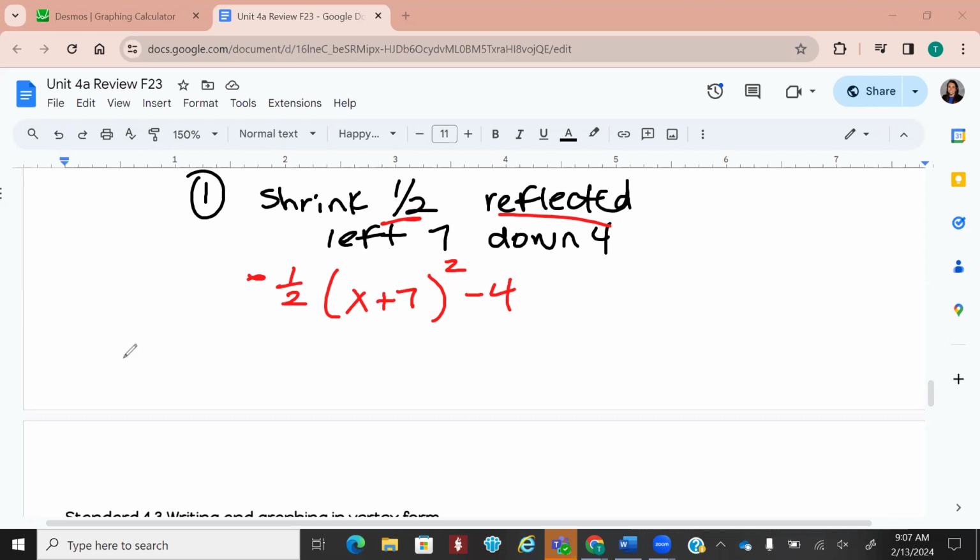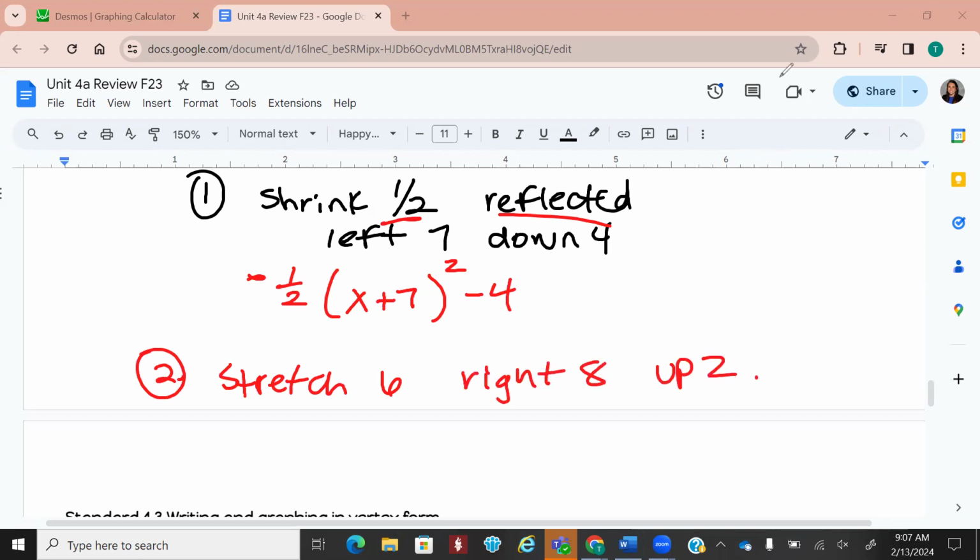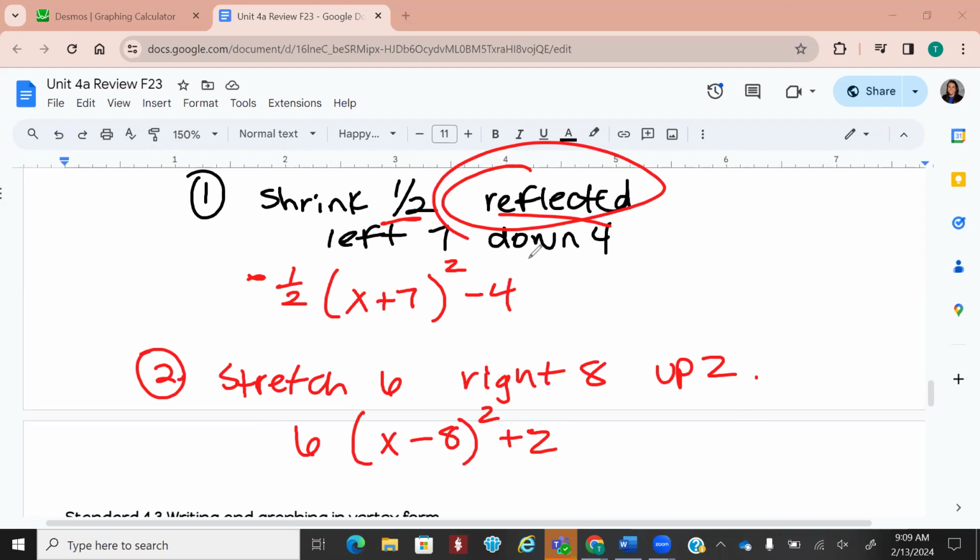Okay. So here's another one. Stretch of 6, right 8, up 2. What would that equate? Okay, so on this one, we should have gotten 6 out front, x minus 8 squared, plus 2. Question? No. Shrink and stretch have nothing to do with the negative. Reflected means negative. If it's shrink, it's just less than 1. If it's stretch, it's more than 1. Yeah.